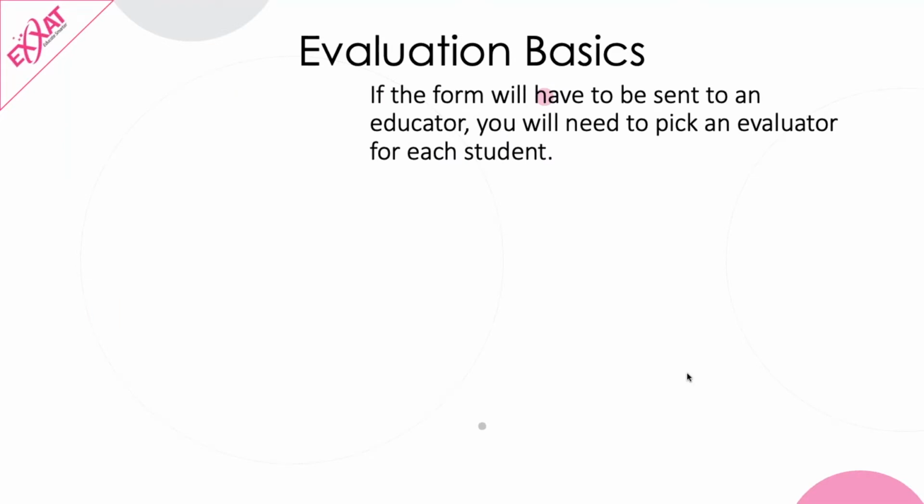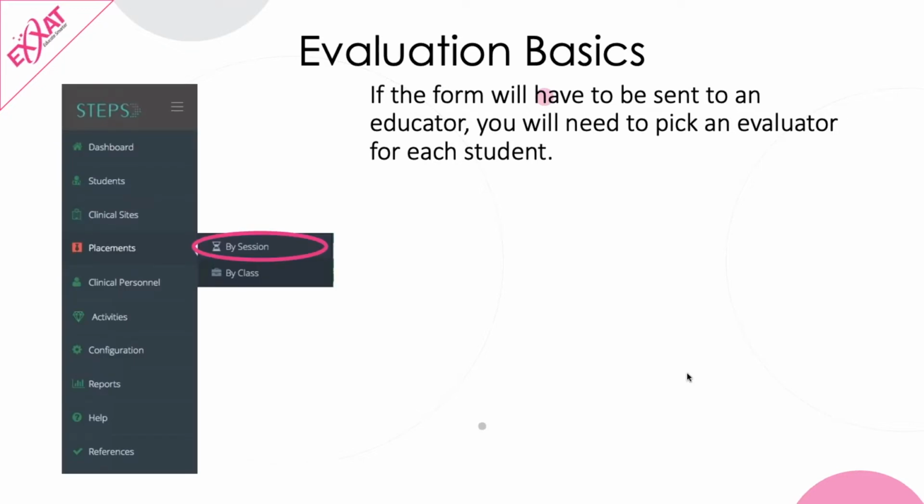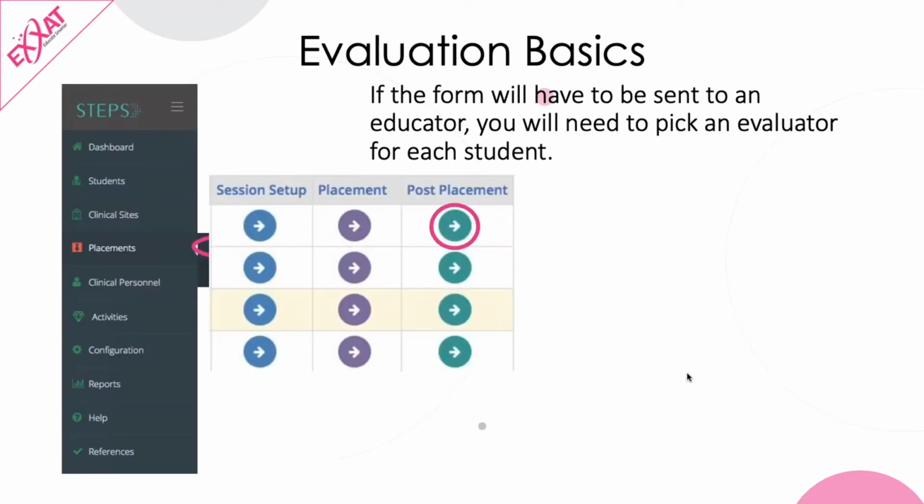So now the form is ready to go. It's going to be on the students' to-do list. But some of these might be ones that you need to send to an educator. Again, maybe it's like a level 1 performance evaluation or something like that. So if you actually need to send those out, what you'll want to do for that is go again to Placements by Session. This time you're going to find that session and go to Post Placement.